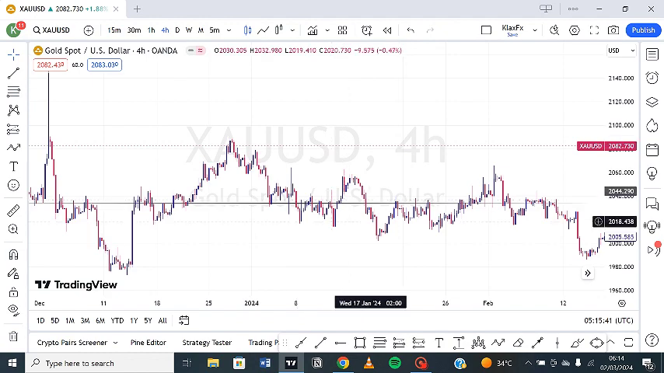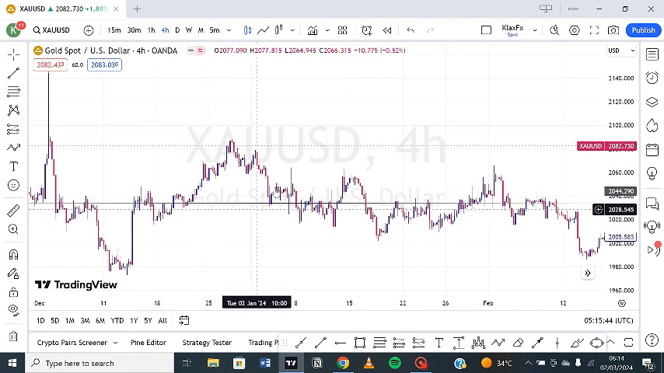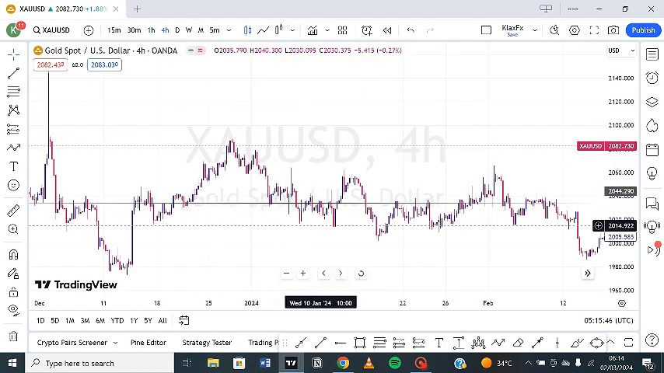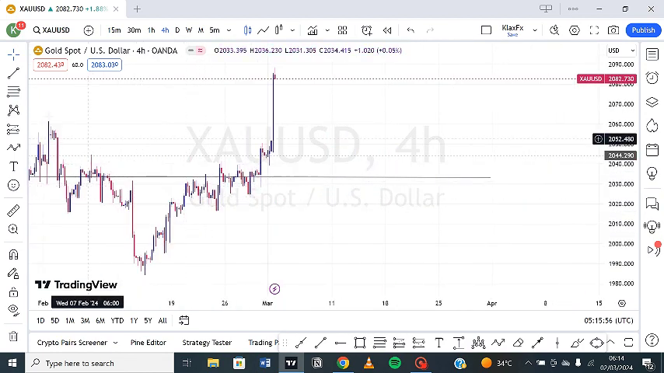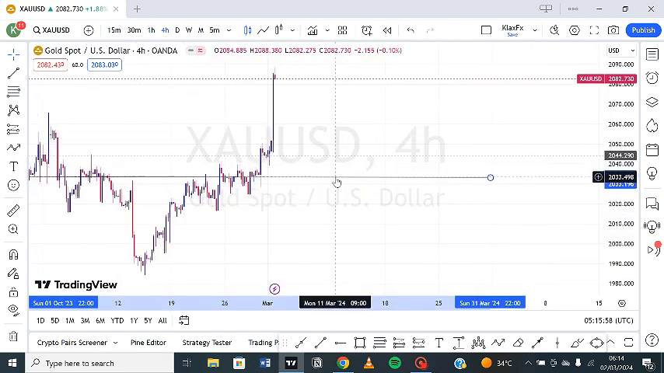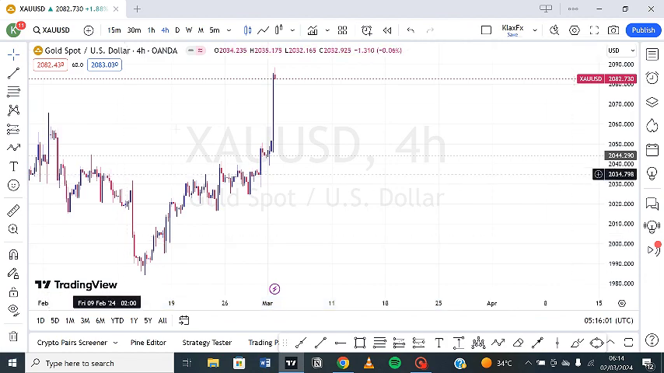So are you seeing how this place was acting as support? If it breaks below it, it will act as a resistance. If we break above it, it will act as a support. That is very, very effective. So that is how to mark with the closing price of candles.